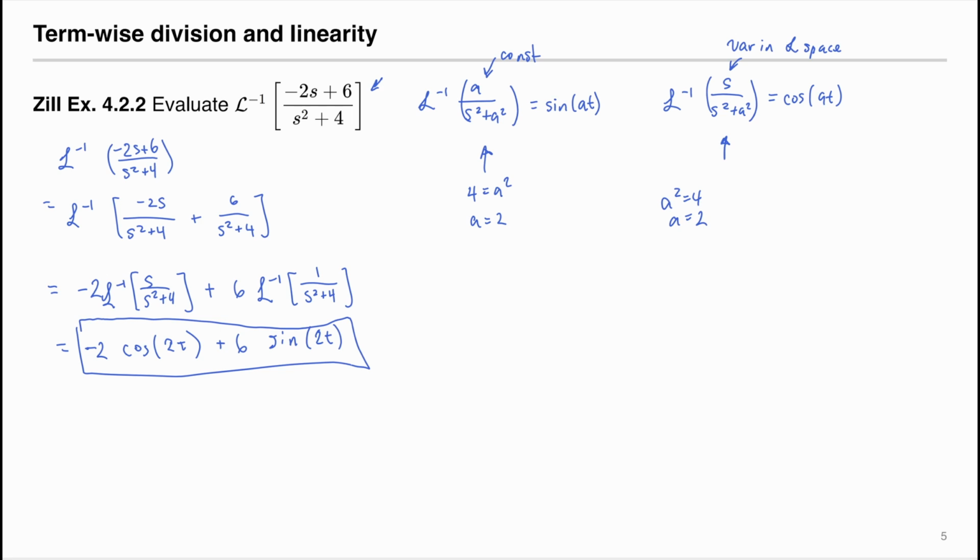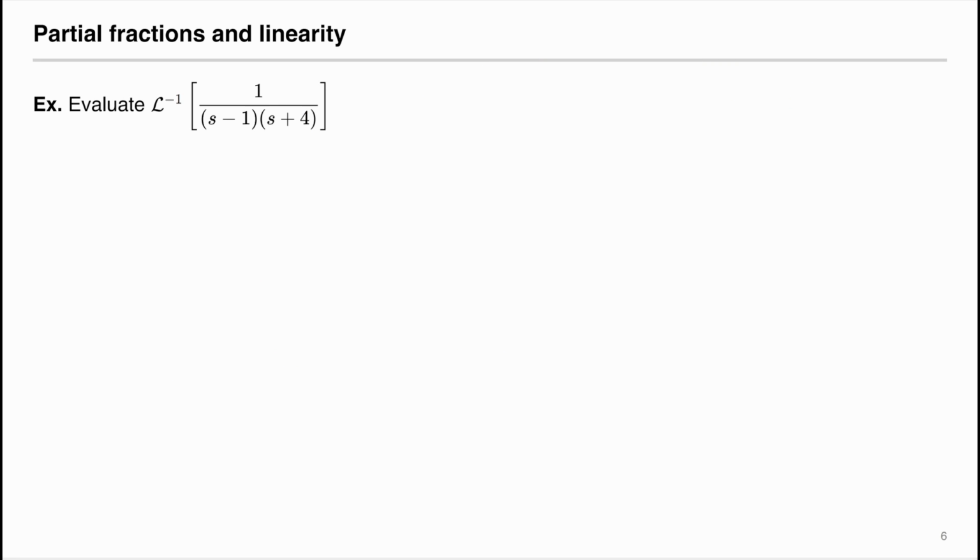That is our answer. Notice that we changed from the Laplace space, which is s space, to the real time space. By real, I mean real world time space. The inverse Laplace transform expressions aren't always that easy to solve.